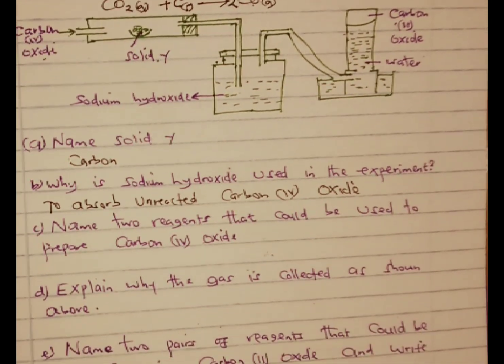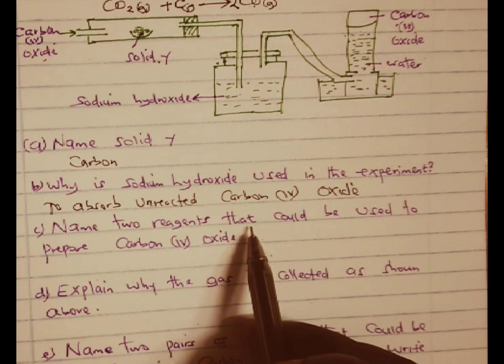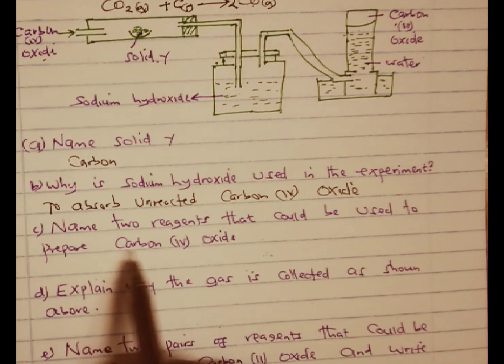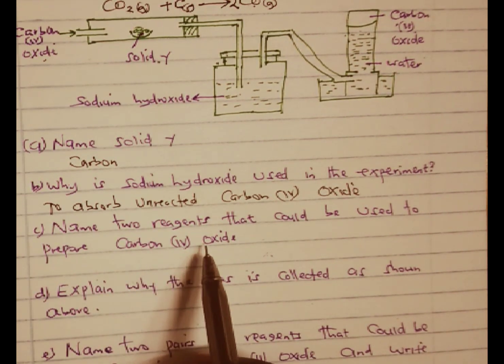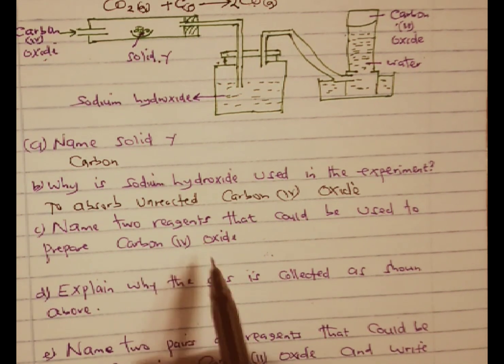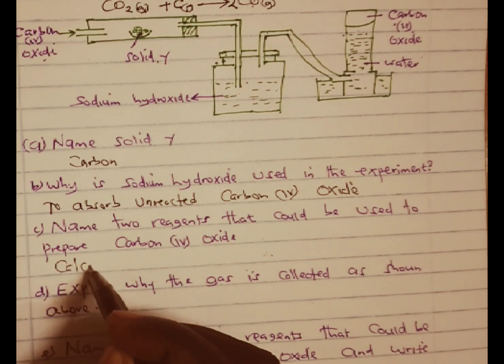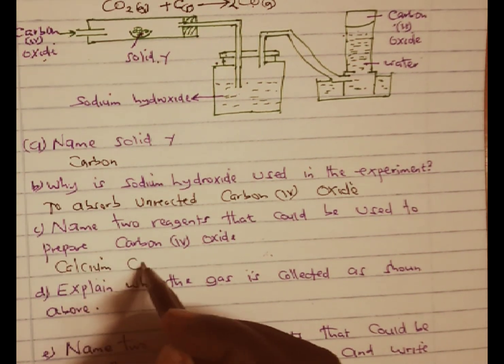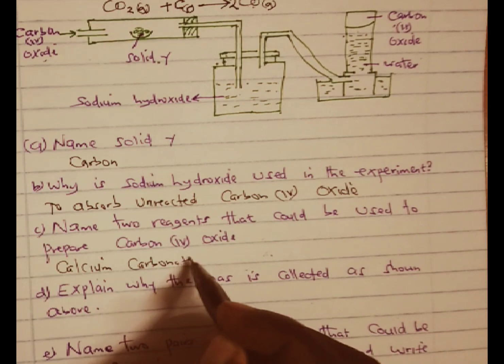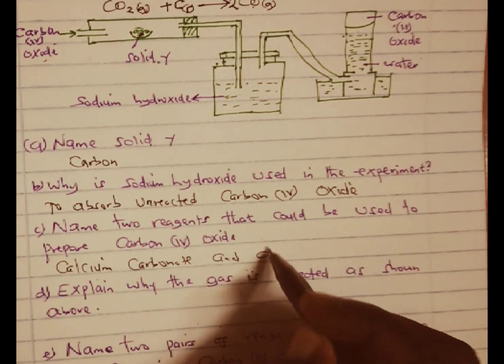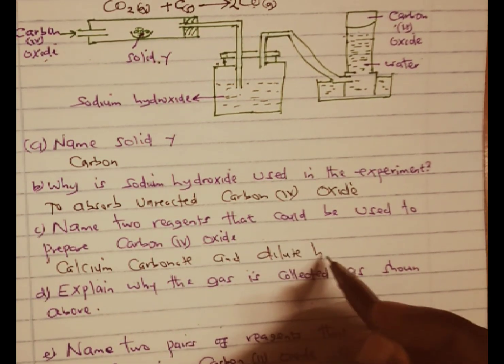C. Name 2 reagents that could be used to prepare carbon 4 oxide. Carbon 4 oxide can be prepared by reacting calcium carbonate and dilute hydrochloric acid.